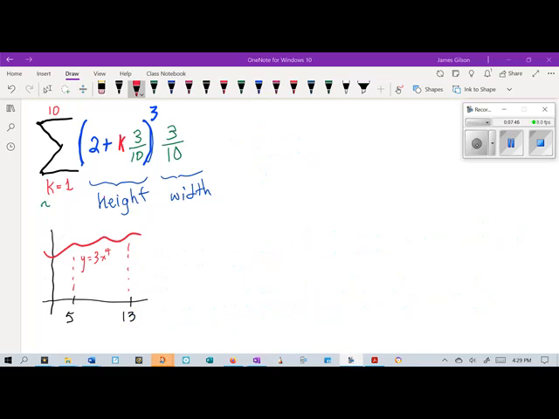Now, if you were given this general problem, compute the area under the curve from 5 to 13, you know exactly how you would set up your integral. Set up the integral going from lower limit of 5 up to 13, and then you just have the equation there, and that would be your integral. But let's make a sigma statement instead.